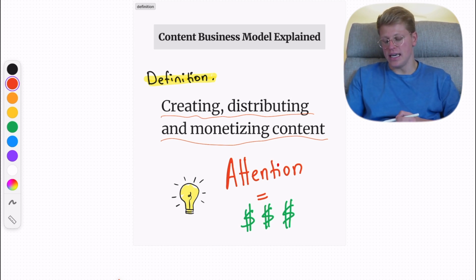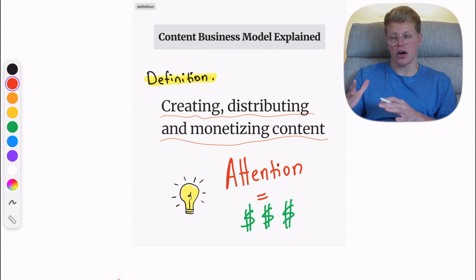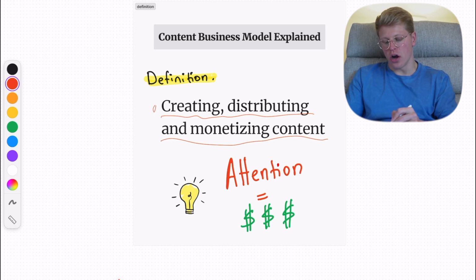But the whole idea is to create content first, right? Then we have distribution channels of that content. And then we are going to have different ways to monetize that content, okay? Now, I'm going to go through each one of these in depth just in a second, okay? So, what is the definition of a content business? It's to create, distribute, and monetize content, okay?